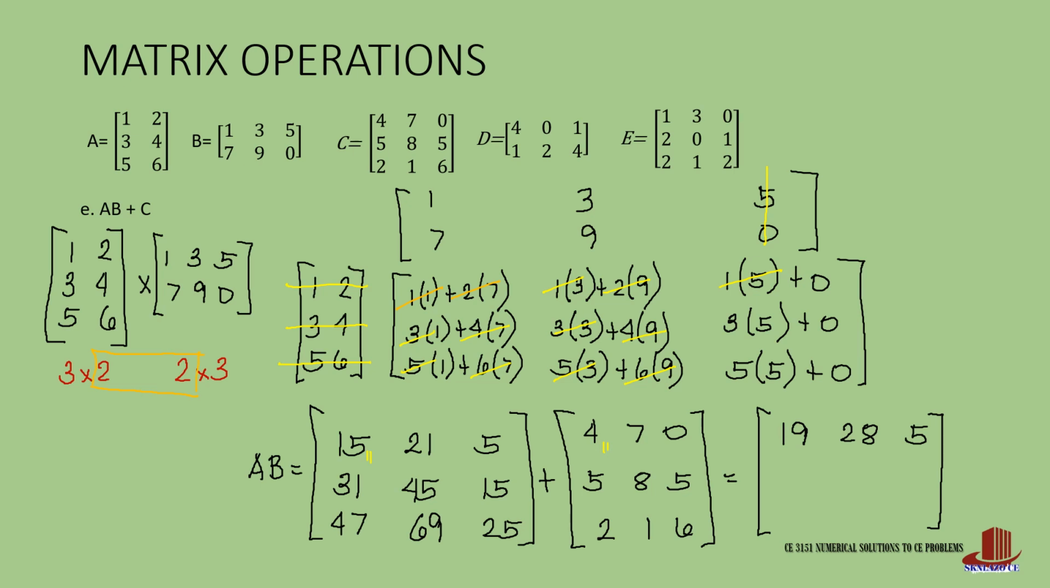Next row, 31 plus 5 would be 36. 45 plus 8 gives us 53. 15 plus 5 is 20. Last one, 47 plus 2 is 49. 69 plus 1 would be 70. 25 plus 6 is 31. And that would be the answer for requirement E.